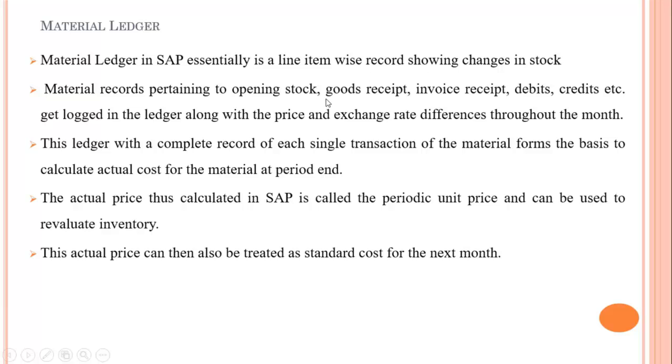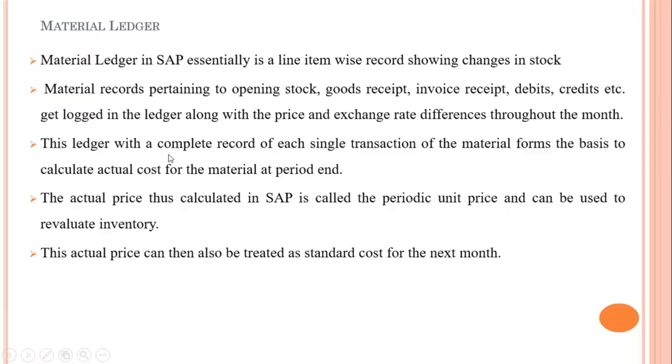Okay, so the material ledger, that means a ledger that is containing the information about the materials and the changes in the stock of the material. Okay, so material records pertaining to opening stock, goods receipt, invoice receipt, debits, credits, etc. Every type of information of this kind is stored in the material ledger.